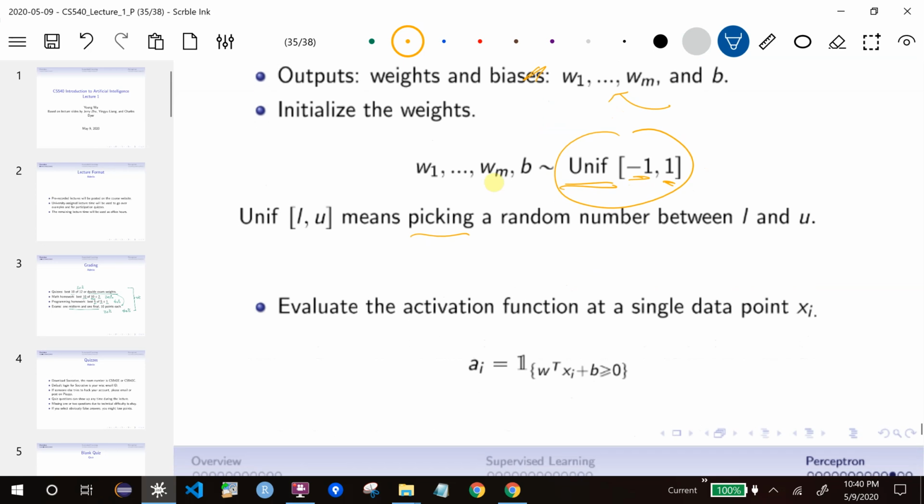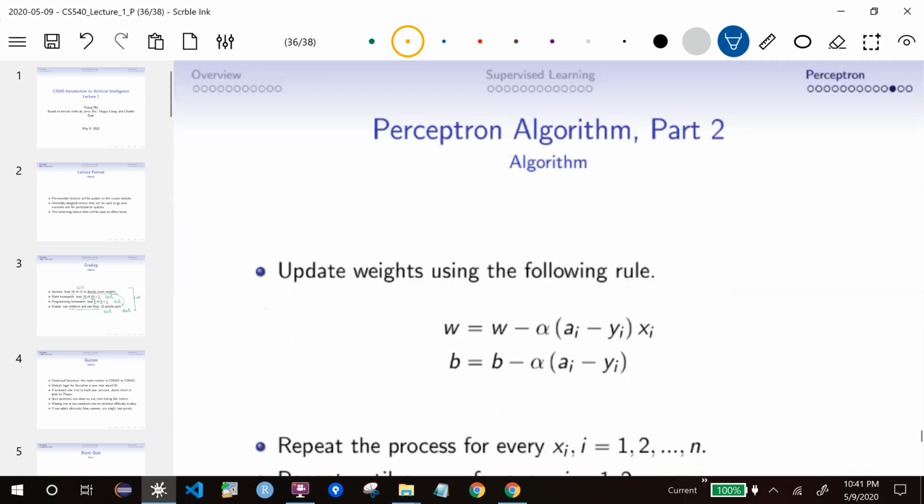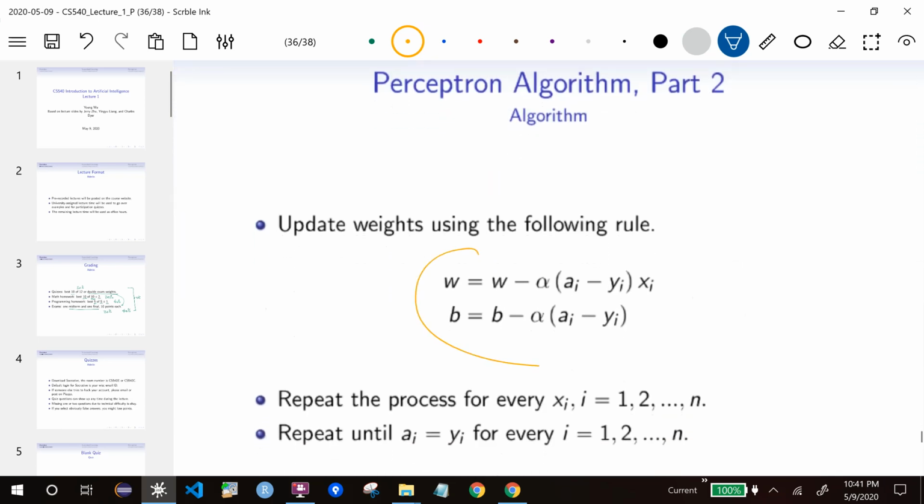And then we evaluate this activation A. Basically, we use the random weight to classify this xi point and get this ai. I used to call it y hat i, which is not a good notation, so I'll change it to ai here. And then we use the following update rule. This is the mathematical update rule, and when alpha is 1, it's exactly the same as the description. So let me actually try this.